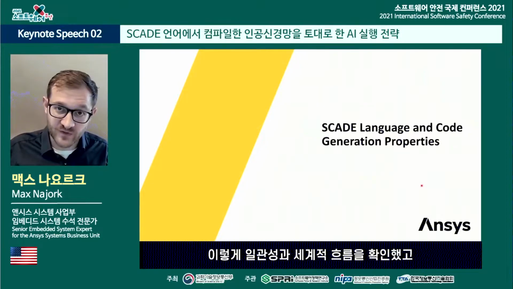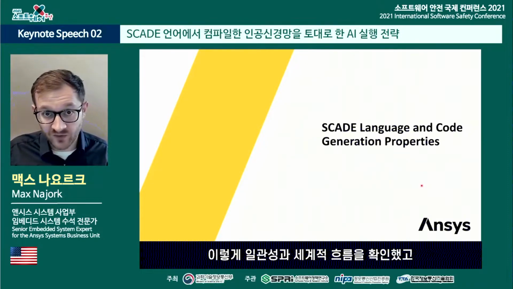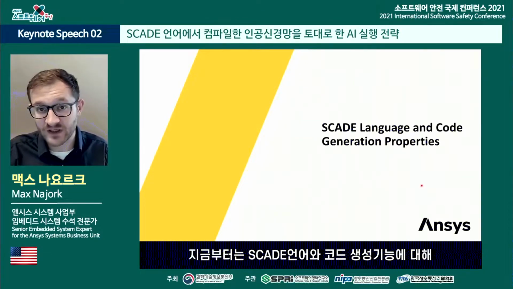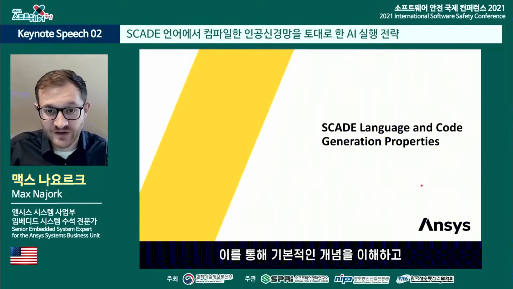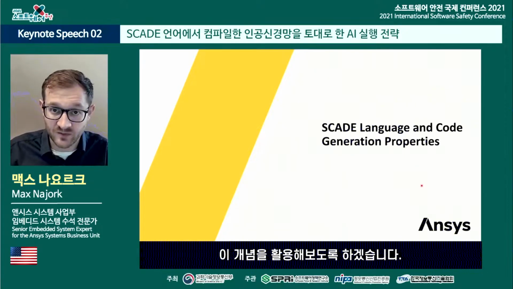Now, having talked about the consistency and the global flow, we now want to dive a bit deeper into the Scade language itself and the code generation properties to understand the basic principles that we can later leverage to implement the neural network.